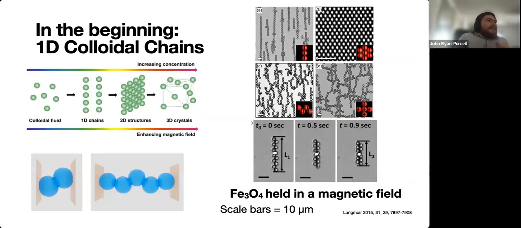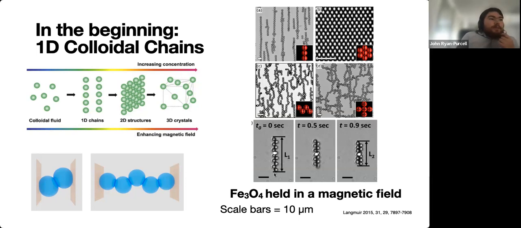And where we end up is in the beginning with these 1D colloidal chains. So you can imagine a colloidal fluid, for example, where you have some sort of particles. If you increase the concentration, or in the example here of the Fe3O4 molecules, if you hold them within a magnetic field, again this transverse confining potential, you form these long linear chains of molecules or of colloids. And then by increasing the magnetic field, you can compress these systems down.